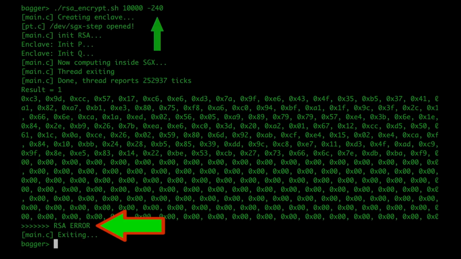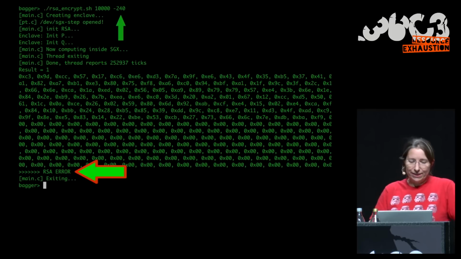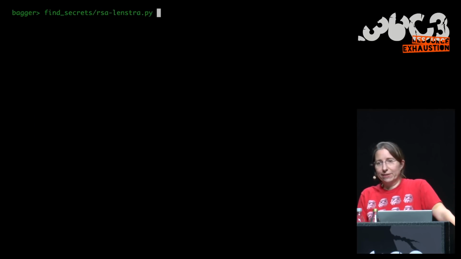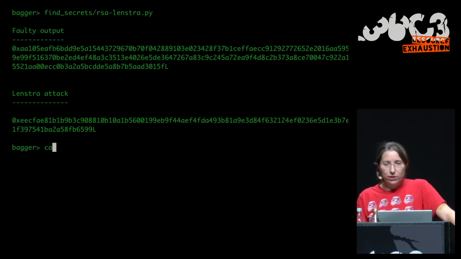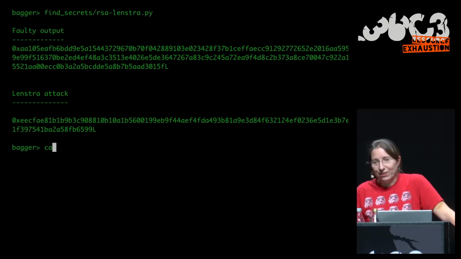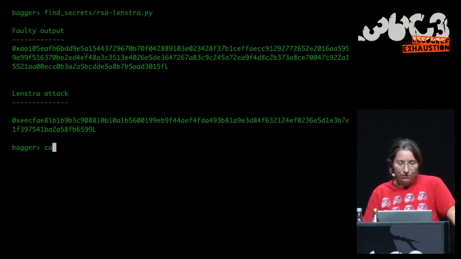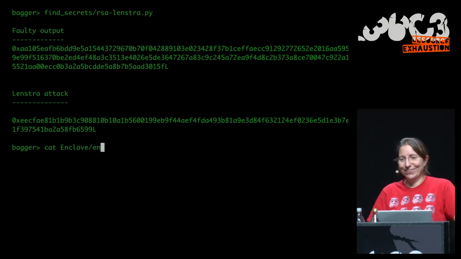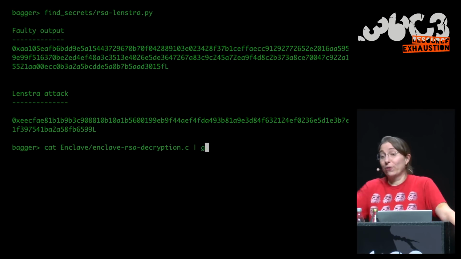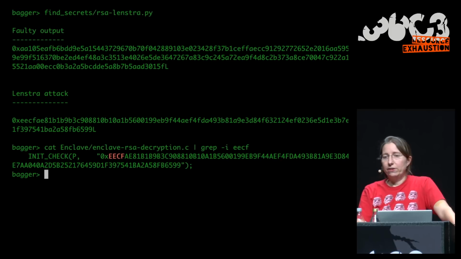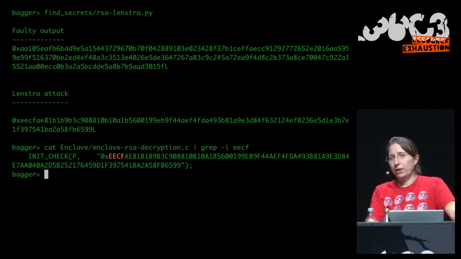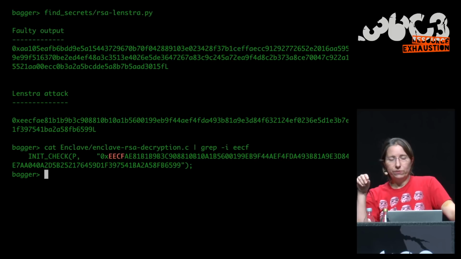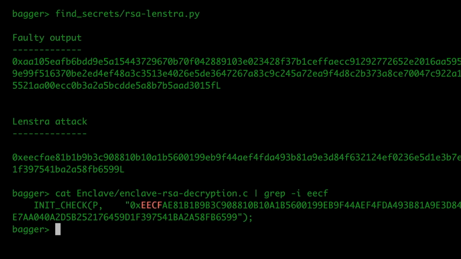So let's have a look. Again, I copied somebody's attack from the internet. It's called the Lenstra attack. And again, I got an output. I don't know what it is, because I didn't understand any of that crypto stuff. But let me have a look in the source code and see if that exists anywhere inside the enclave. It does. I found P. And if I found P, I can find Q. So just to summarize what I've done: from a bit flip, I have got the private key out of the SGX enclave. And I shouldn't be able to do that.